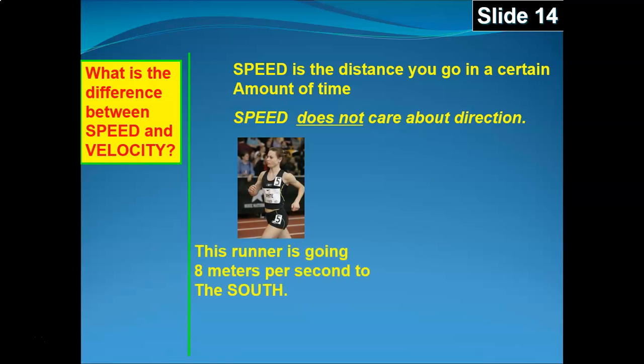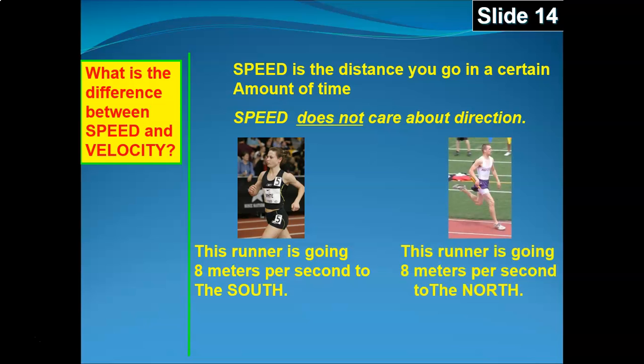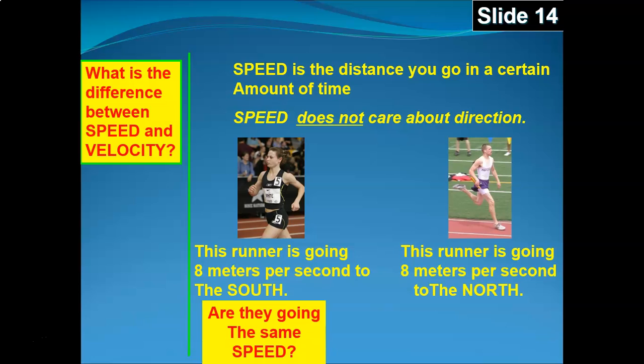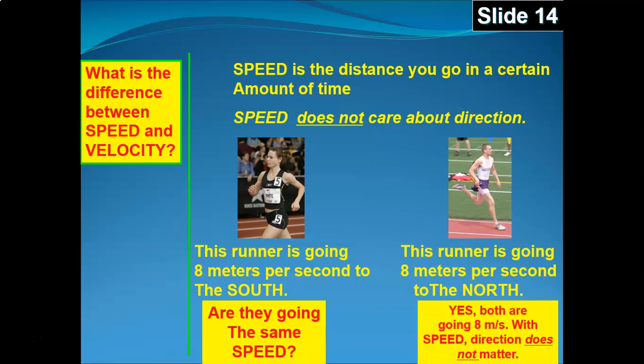So this runner is going 8 meters per second to the south. This runner is going 8 meters per second to the north. So they're both going 8 meters per second, but they're going in different directions. So the question is, are they going the same speed? Think about that. Are they going the same speed? The answer is yes. Both are going 8 meters per second. With speed, direction does not matter.